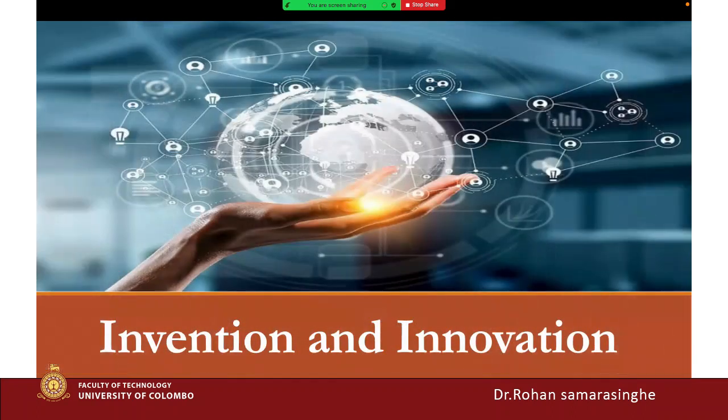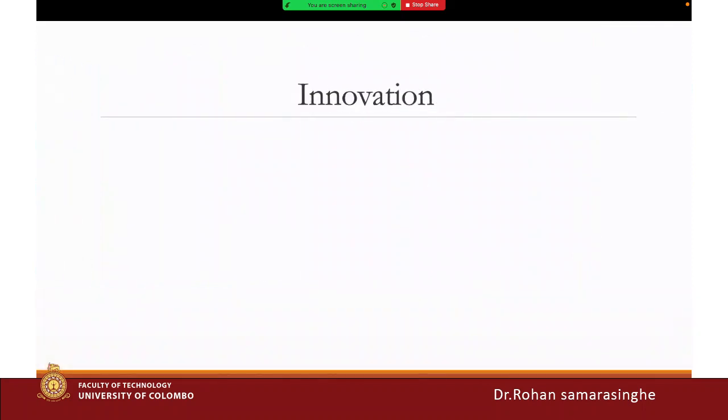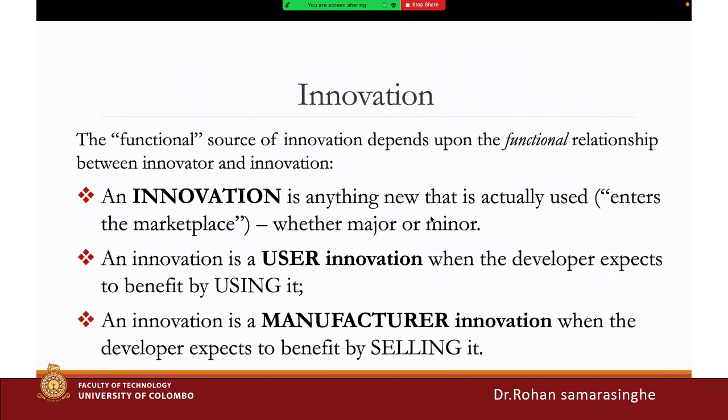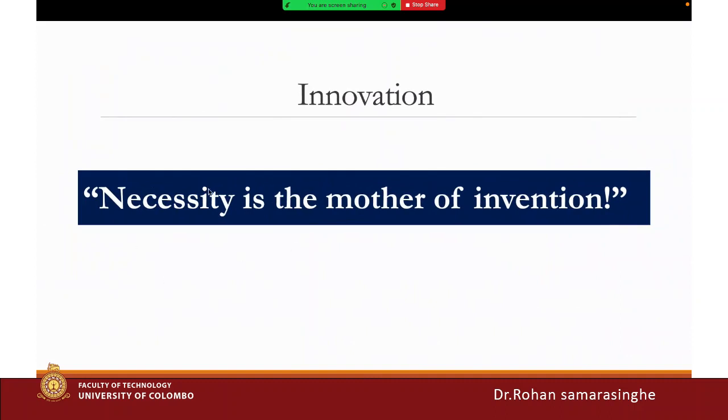Then invention and innovation. When you consider invention and innovation, these two words have different meanings. Necessity is the mother of invention. Necessity is the mother of innovation. So necessity will come first. Then to satisfy this necessity, innovation will be done.